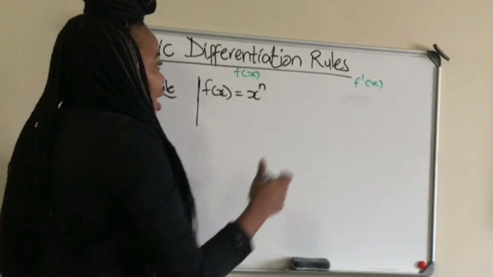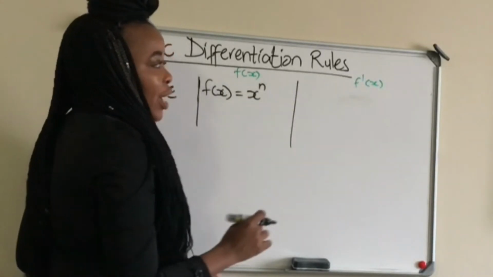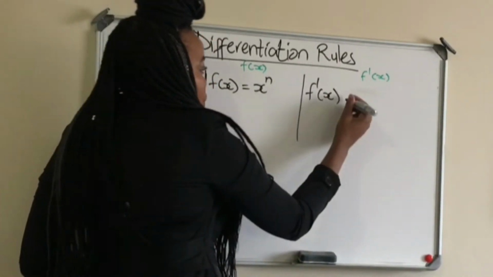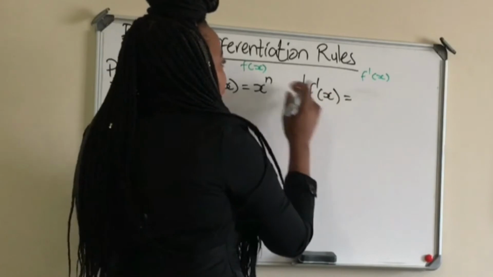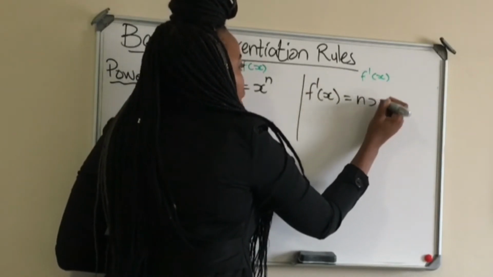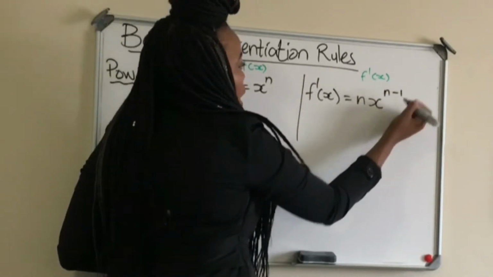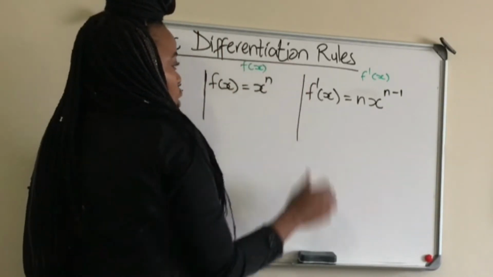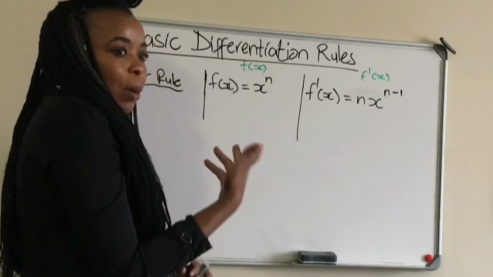To find the derivative function of this function, f prime of x is going to be equal to, we just take the n, which is our power, and then we have x, and from the n that was our power, we subtract 1. So what do we have there? We just took n, we put it here, and then we subtract 1. That's what we're going to do to apply this rule.